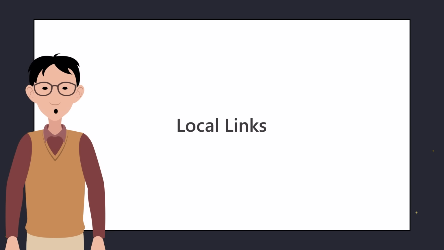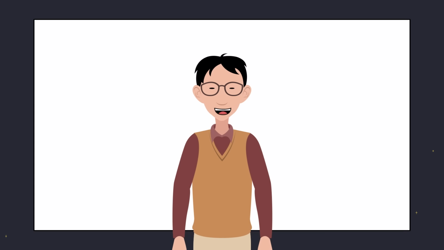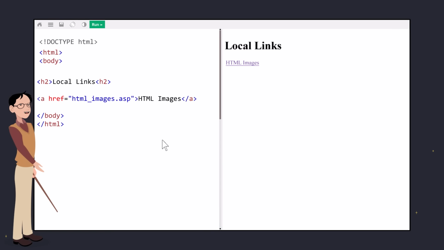Next, we discuss local links. The previous examples were using absolute URL, aka a full web address. A local link, aka a link to the same website, is specified with a relative URL. That means there's no www part like that.